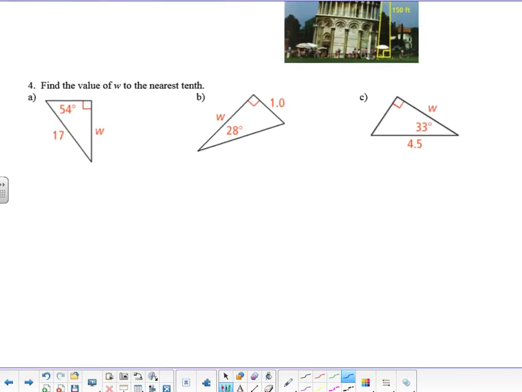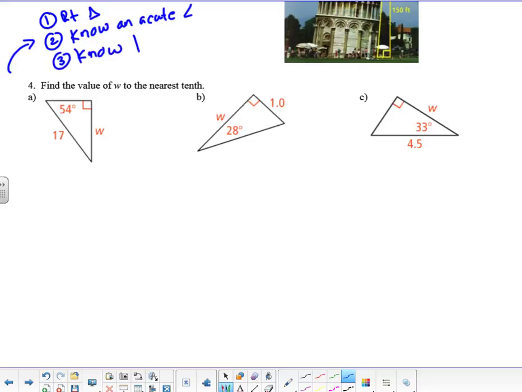Here are some more questions that we have, not in context here, but let's just look at the setup. Here are the conditions that we have. Number 1, we have a right triangle. Number 2, we know an acute angle, and we know one side. So these are the conditions that we can use. If we needed to find a side and we know 2 sides, we could use the Pythagorean theorem.